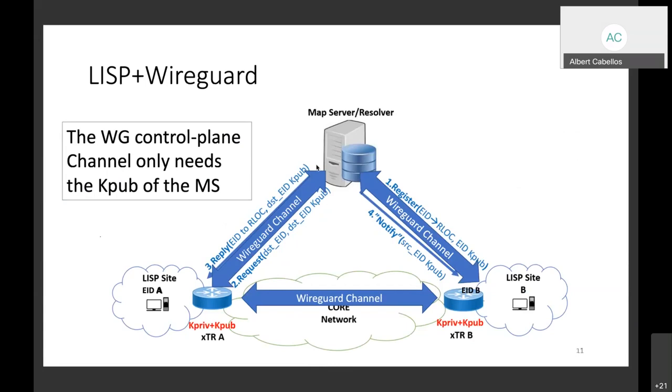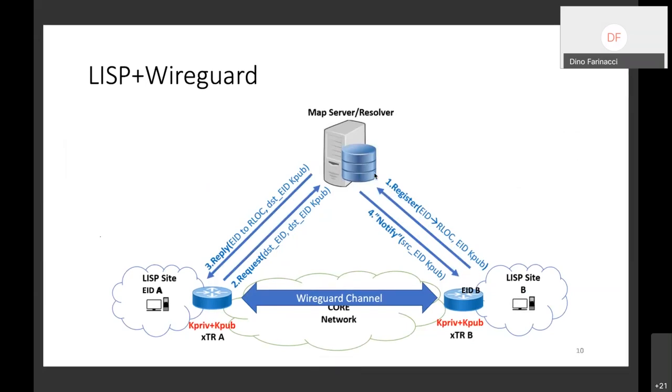Quick question. When XTR B registers at time number one, is it going to get a notify for all the other nodes that have registered with that map server? Is that what you're saying? No, you will only get notified if the map server receives a map request addressed to you. Oh, later. So the notify at number four only goes to the requested node. It doesn't fan out. Okay, got it. So it's assuming it wants bidirectional communication, right? Always. Basically the map request is signaling to whom I want to communicate, and the map server will push the key of the source node to that destination node. Is it clear? Yes.